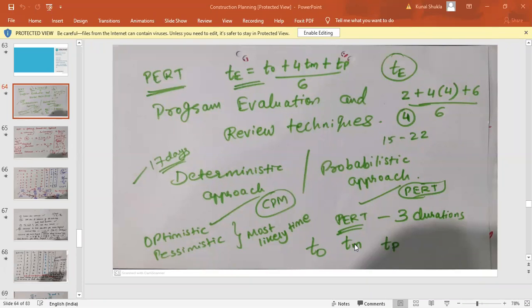Now the PERT method stands for Program Evaluation and Review Technique. I hope you are noting this because it is important.